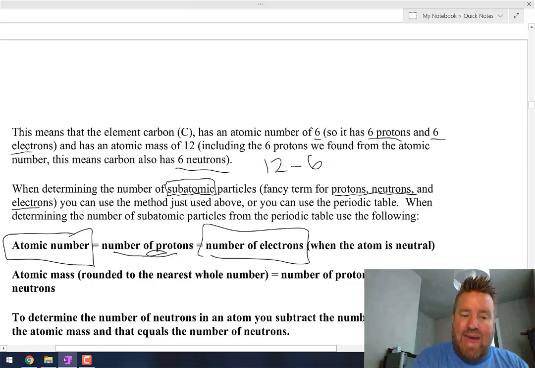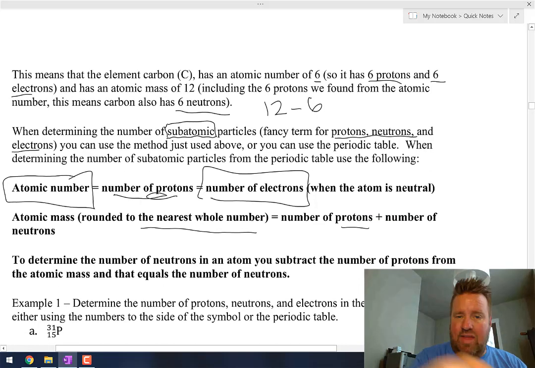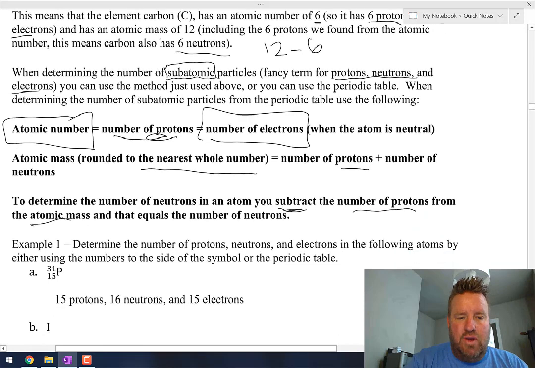And the atomic mass, like we just said, round it to the nearest whole number, and then that number is the protons plus the neutrons put together. And like you saw me do, to determine the number of neutrons, you subtract the number of protons from the atomic mass, and that will equal the neutrons.